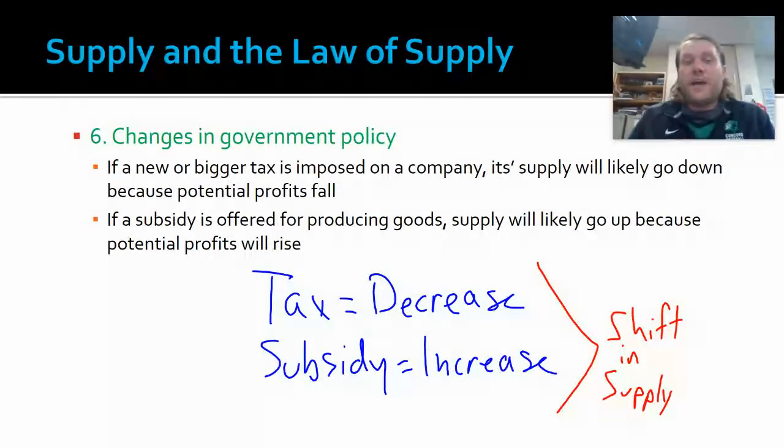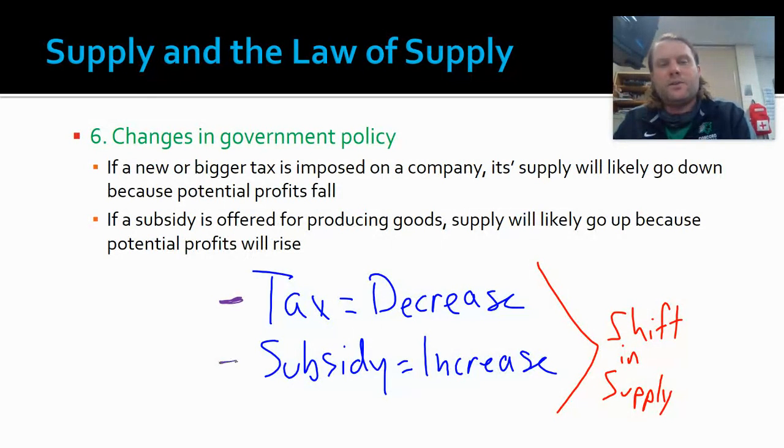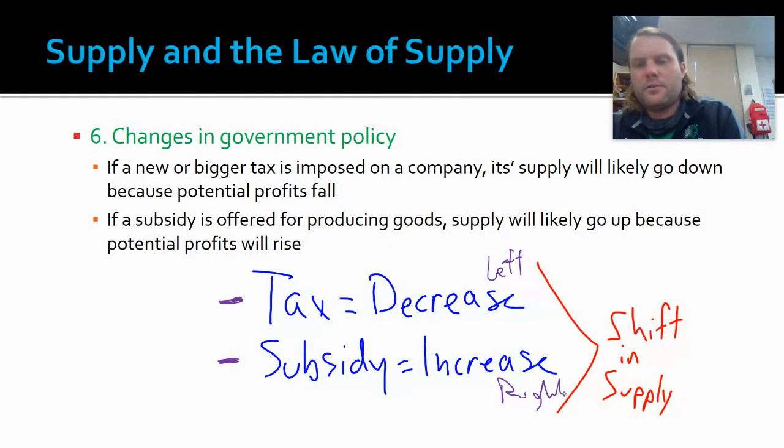The last one you just got to memorize, okay, is that the government can cause a shift in the supply curve. If they want to tax a product, it's going to decrease our supply, and if they want to provide a subsidy, they're going to increase our supply. Okay, and that's going to be our prediction. So remember, decrease left, increase to the right, just to keep you hearing that so it gets ingrained into your brain a little bit.